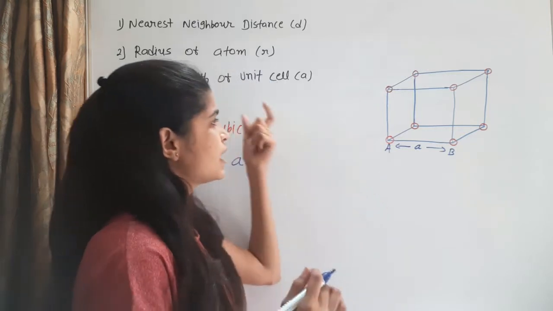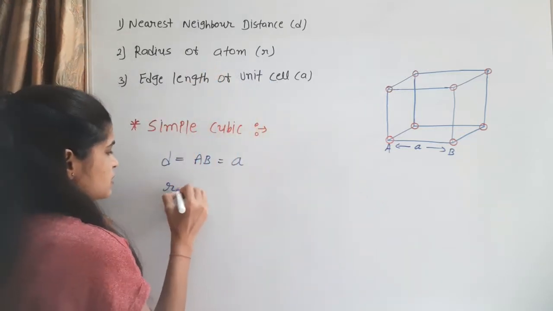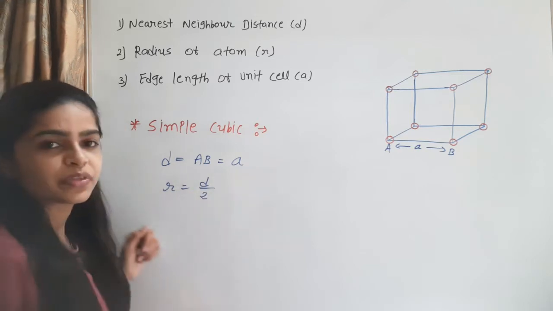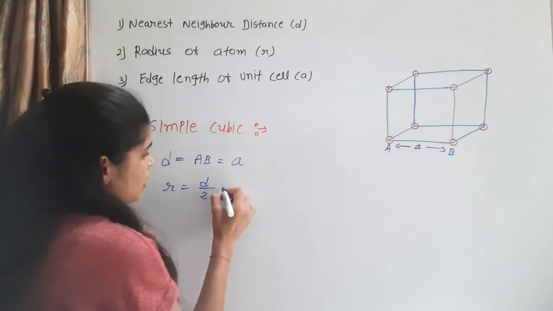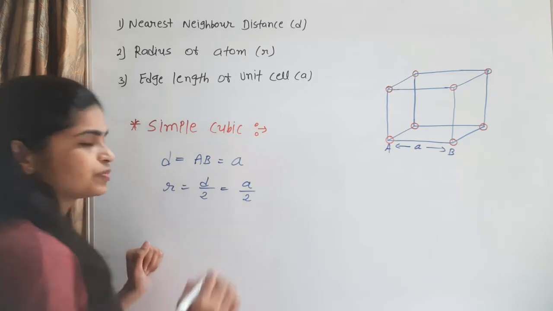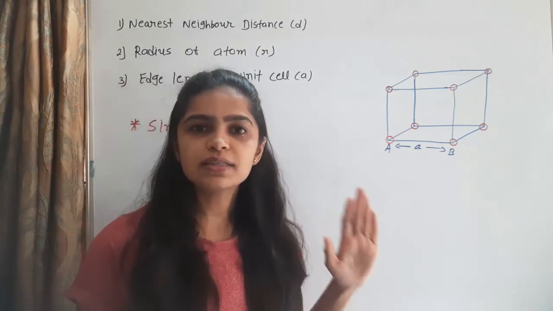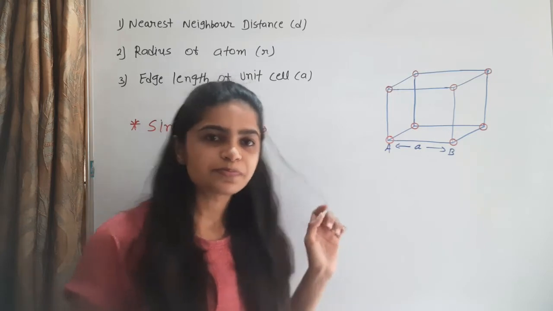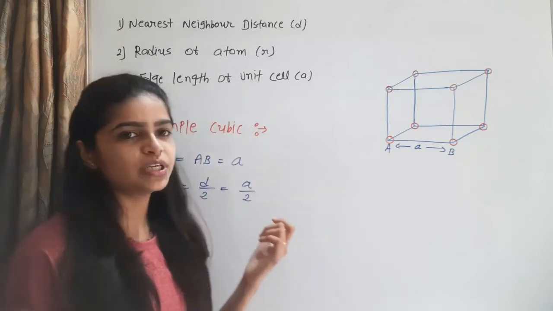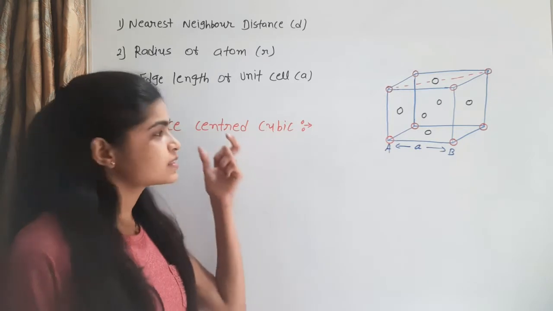Then find the radius R. R means D by 2, diameter D by 2, that means A by 2. So in the simple cubic, D is equal to A, the edge length is the same as the distance, and the radius R is equal to D by 2. Next, face centered cubic.